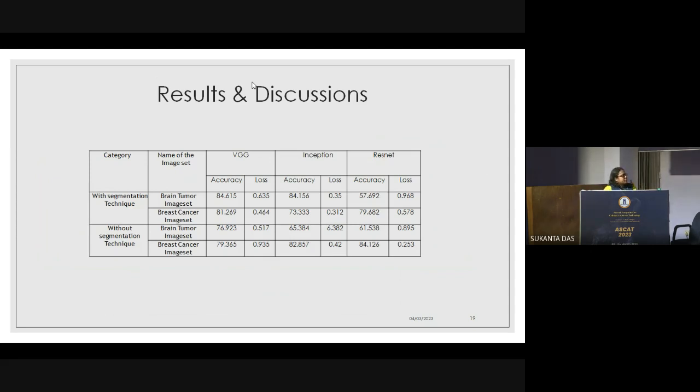With this proposed segmentation technique, I got an accuracy of 84.615% for the brain tumor image set, and for the breast cancer image set, I got 81.269%. Whereas without applying the image segmentation, applying the VGG, I got an accuracy of 76.923% and 79.365%. As well as in the case of Inception also, I got this much accuracy and data loss. And yes, ResNet is not so favorable like VGG and Inception.